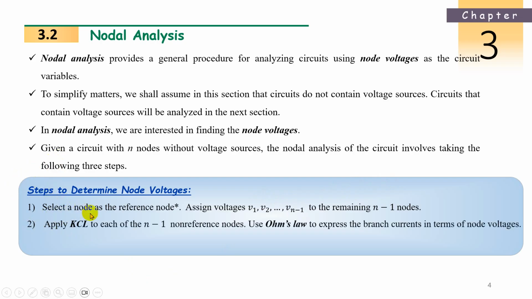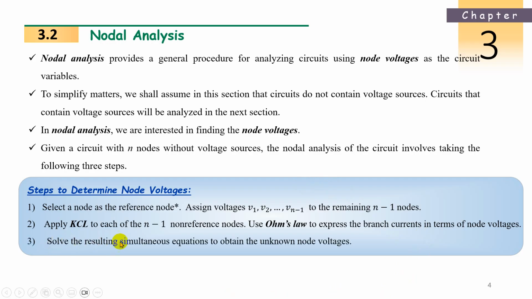Second, apply KCL, Kirchhoff's current law, at each of those n minus 1 nodes, which are called non-reference nodes. If one is the reference node, all the remaining nodes are named non-reference nodes. For those n minus 1 non-reference nodes, we have to write a Kirchhoff's current law equation, like I plus I1 plus I2 plus I3 equal to I4 plus I5, like this one equation. Now arrange that equation with Ohm's law, which is I equal to voltage divided by resistance for that particular branch, to simplify.